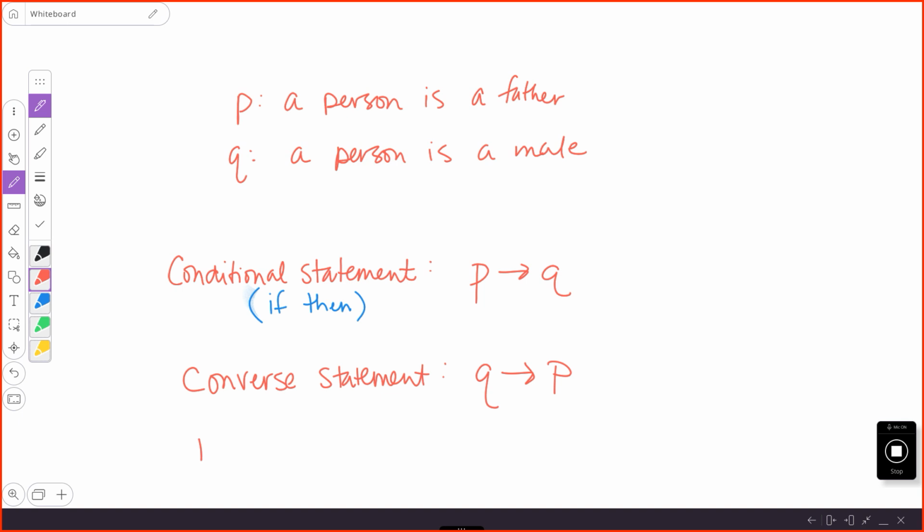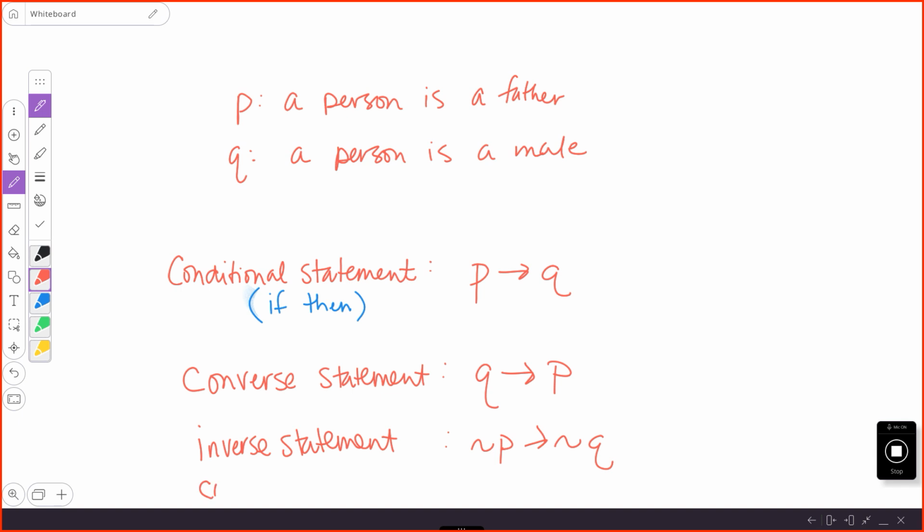Then we have what's called the inverse statement. And that's when we use that squiggly line and we negate the original if-then. So it would be negate P implies negate Q. So we would read both original statements with a not. If a person is not a father, then a person is not a male.